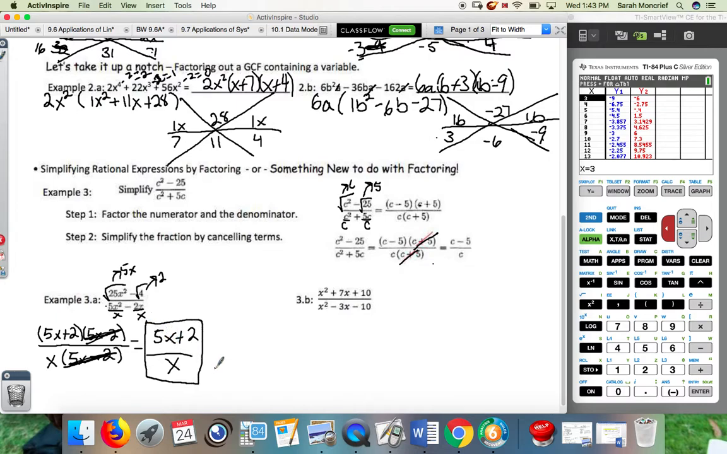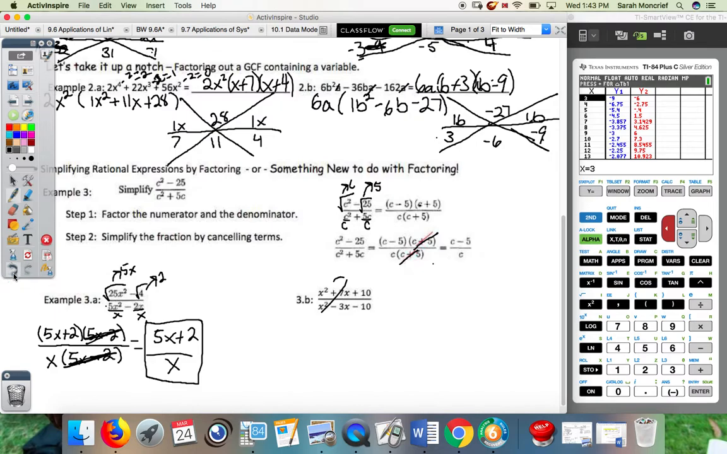All right, let's do one more. We now have x squared plus 7x plus 10 and x squared minus 3x minus 10. So first of all, neither of these are difference of squares. That's super annoying. I think we can't factor them any other way than snowflakes. So let's snowflake them. Let's start with the numerator.